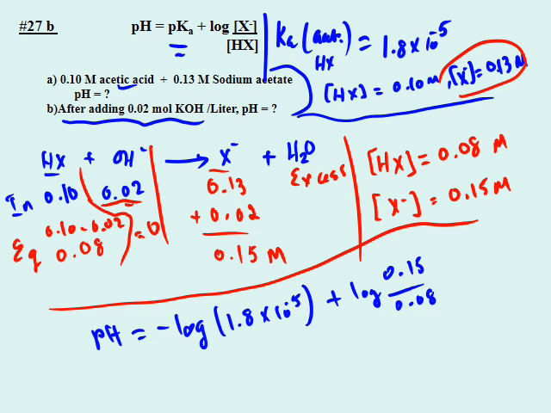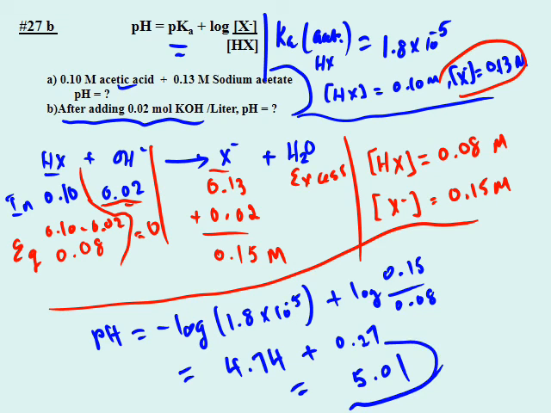Now let's see what you got. The first part we got 4.74, and the second part we got 0.27, and this gives us 5.01. So that's the answer to this question. That means after you add 0.02 molar potassium hydroxide, the new pH is now 5.01.